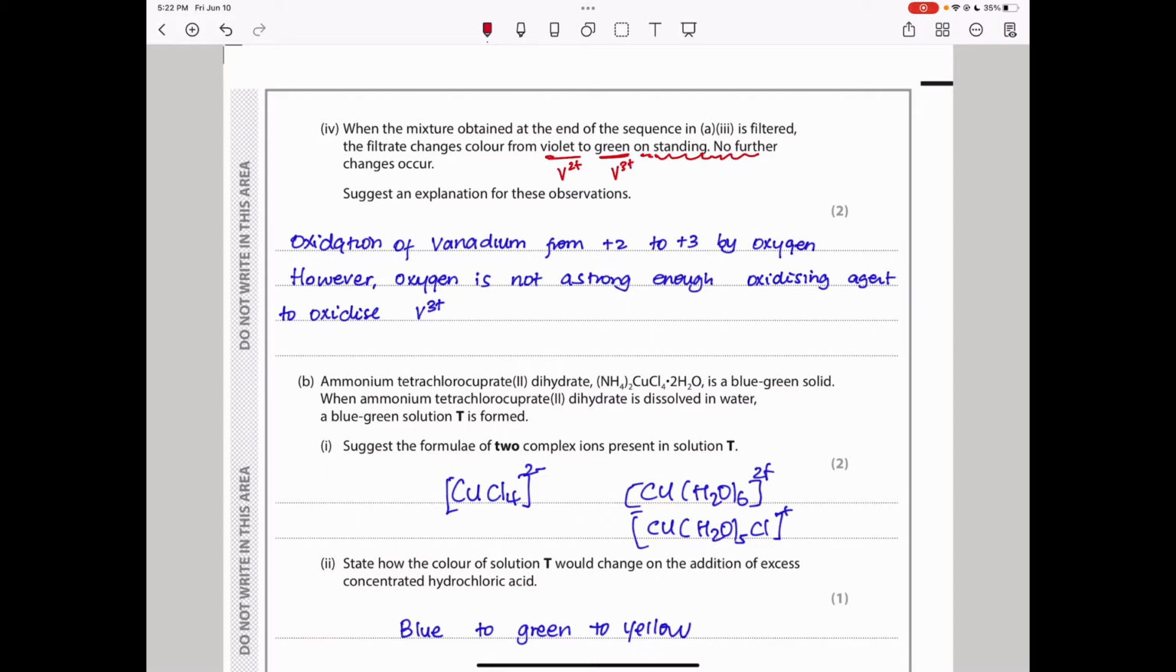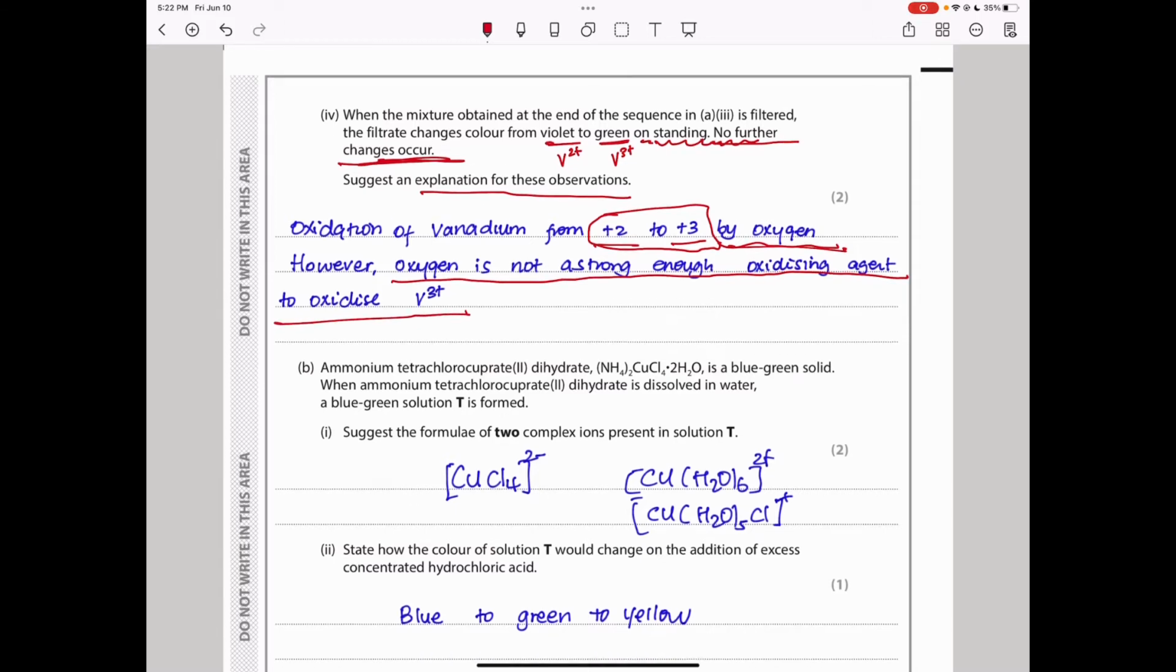So here they say, suggest an explanation for these observations. Oxidation of vanadium 2 to vanadium 3, that is 1 mark, and then by oxygen. However, oxygen is not strong enough. Here, the question said no further change occurs. You have to explain all that. We know that it changes from violet to green because this has been oxidized to that by oxygen in the air. However, why doesn't it create other colors of higher oxidation states of vanadium? It is because oxygen is not a strong enough oxidizing agent to cause vanadium-3 to be oxidized to higher oxidation states.